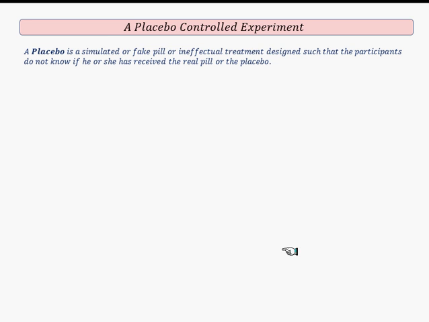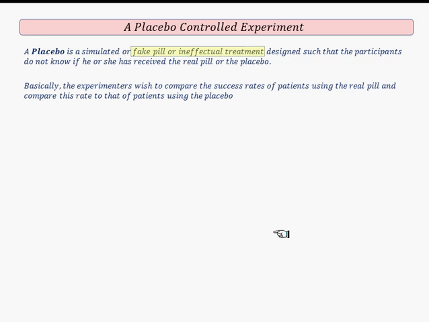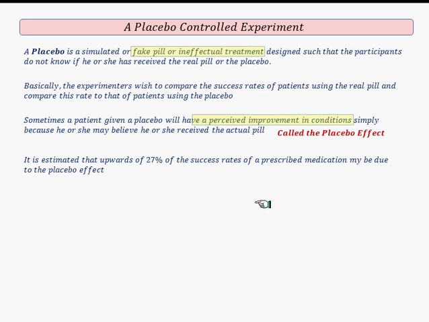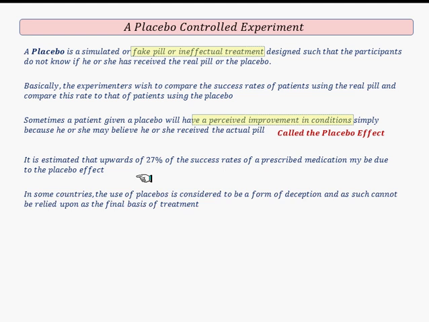Now, a placebo is a fake pill or ineffectual treatment, sometimes called a sugar pill, and it's designed to eliminate the effect of one knowing which pill they're getting. Sometimes a patient given a placebo will have perceived improvement in conditions simply because he or she may believe they received the actual pill. This is called the placebo effect. And it should be noted that upwards of 27% of success rates of prescribed medication may be due to the placebo effect.